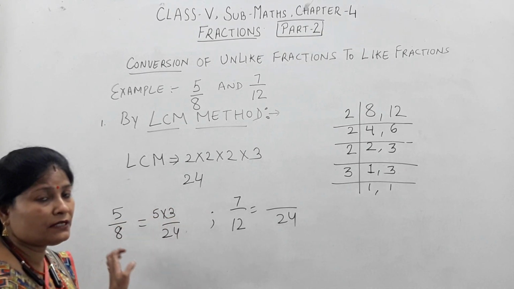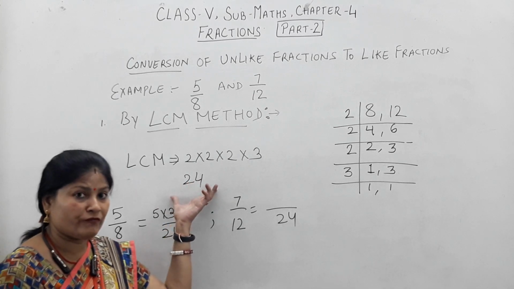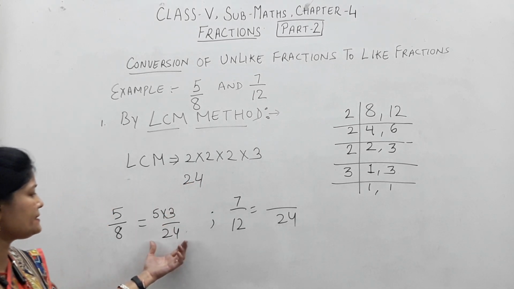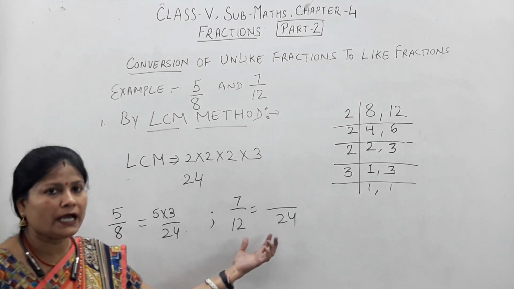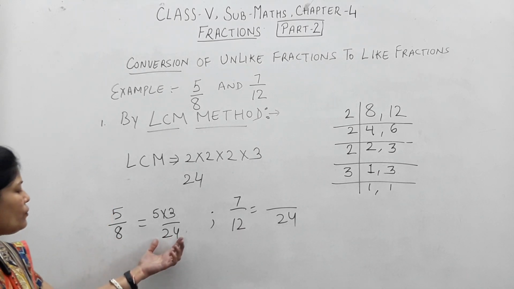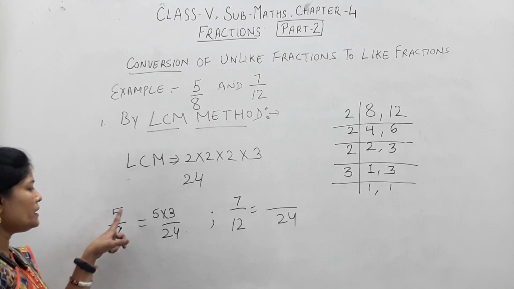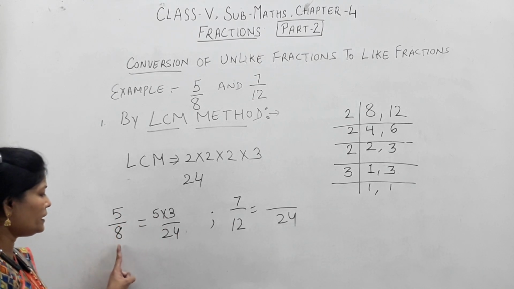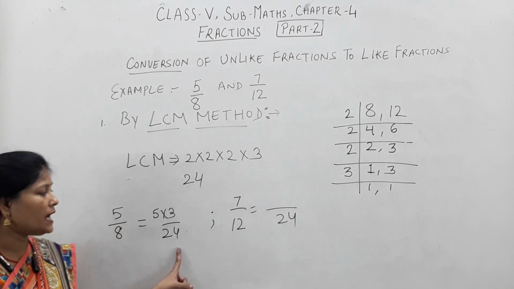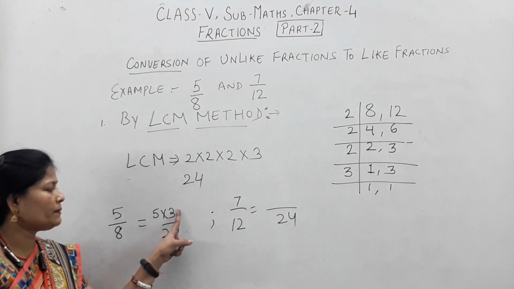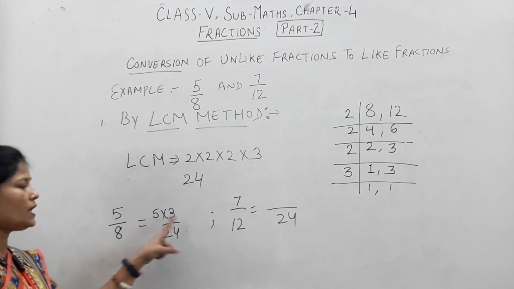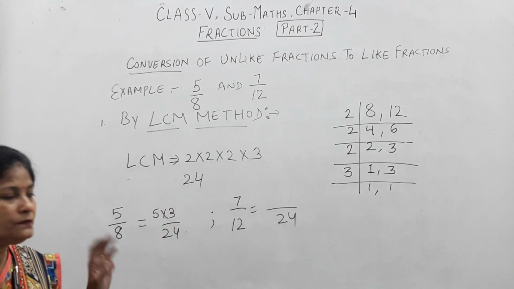Understood? What have I done? I have taken the LCM first. After that I have written the LCM as the denominator of both unlike fractions. Now I have to convert. 24 is the denominator, so I will convert into an equivalent fraction. After dividing 24 by 8, I get 3. So 3 should be multiplied to 5. So 5 multiplied by 3 upon 24, both are like fractions and correct.